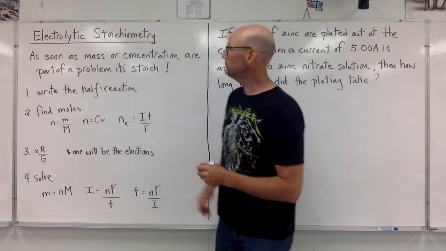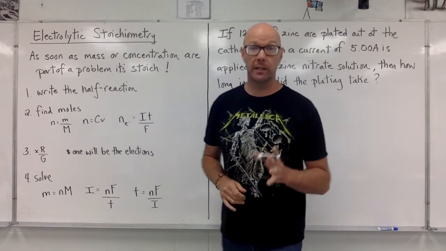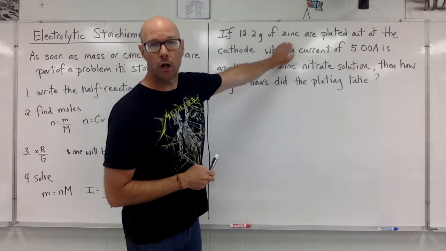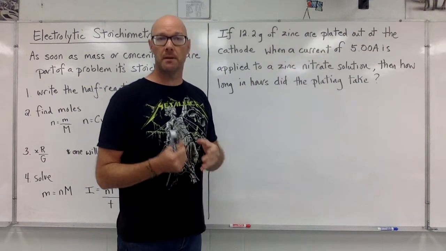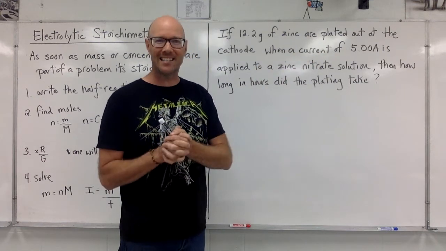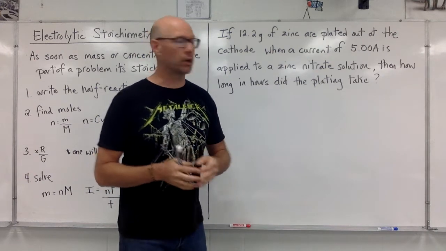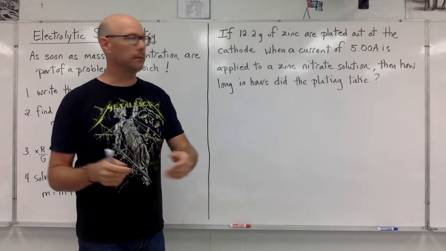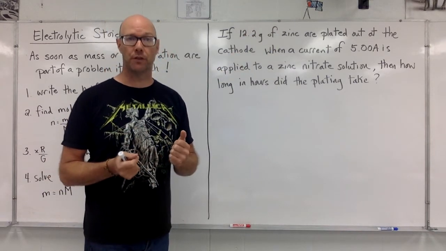Okay? Our first step is to write the half reaction. Let's read carefully. This mass of solid zinc is plated out. Plated out is a new phrase for us. It means it's produced. It's collecting at the cathode. We applied an electric current to the zinc nitrate. We started with zinc nitrate. We made zinc. We want to write out the half reaction for that.